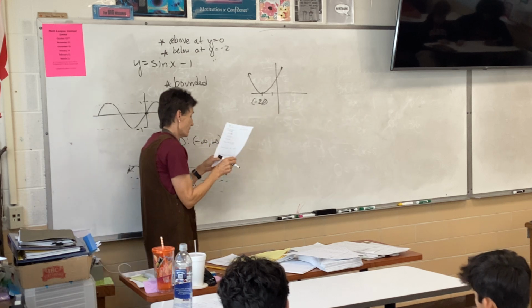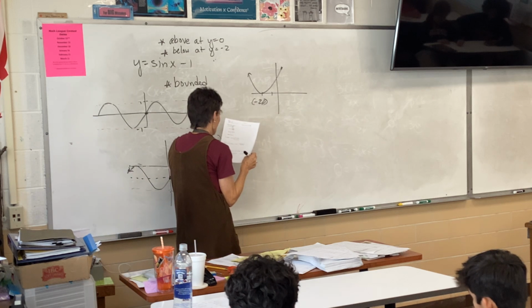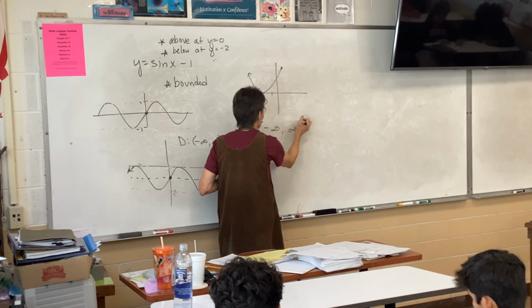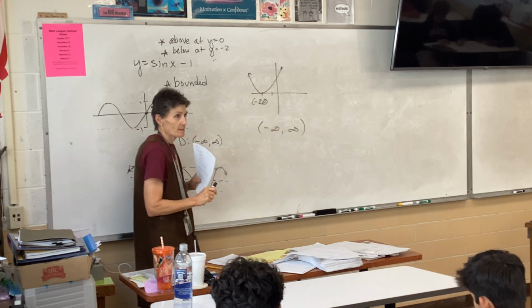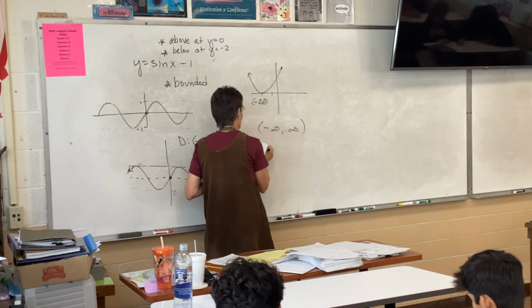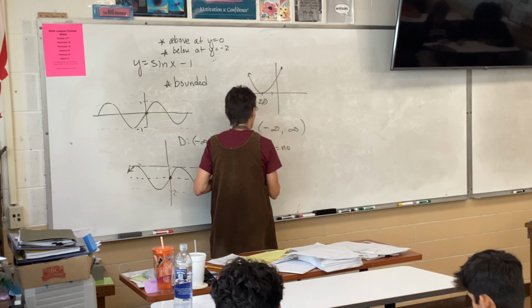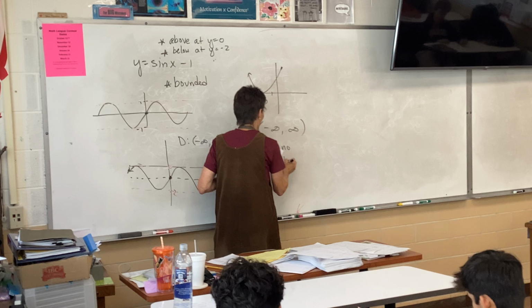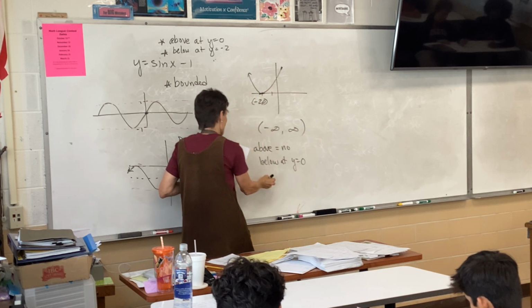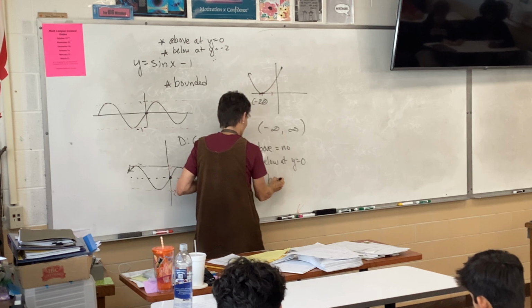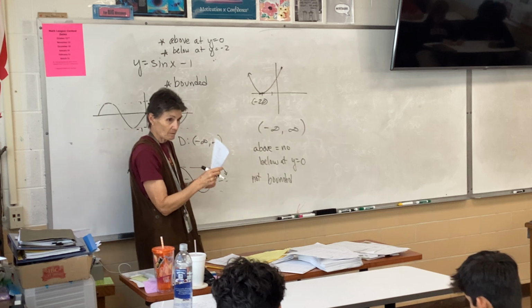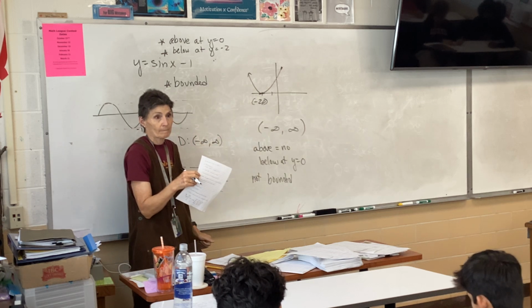Okay. Now, domain, everything. We're going to write that, but yes, everything. Bounded above, no. Below, at y equals 0. That's as low as it goes. So it is not bounded, because to be bounded, you have to be above and below.